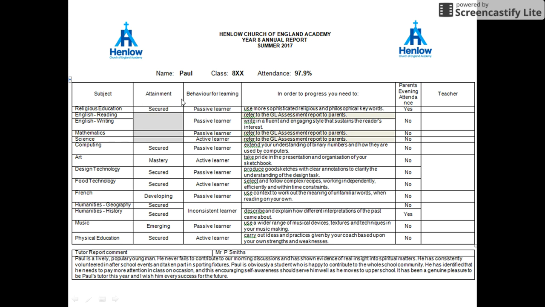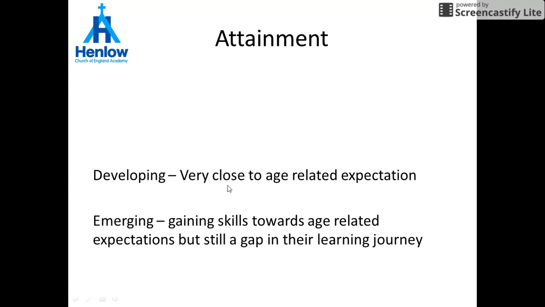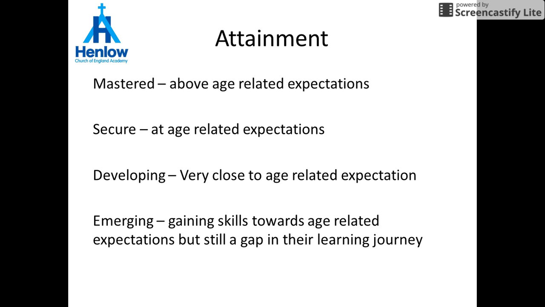In the second column, you have the attainment. Your child's attainment will be considered as either emerging, developing, secured, or mastery. If a child is considered to be emerging, they are gaining the skills towards age-related expectations, but there is still a gap in their learning journey. If they are developing, they are very close to age-related expectations. At secure, they are at age-related expectations. And if they have mastered these, they're above age-related expectations.